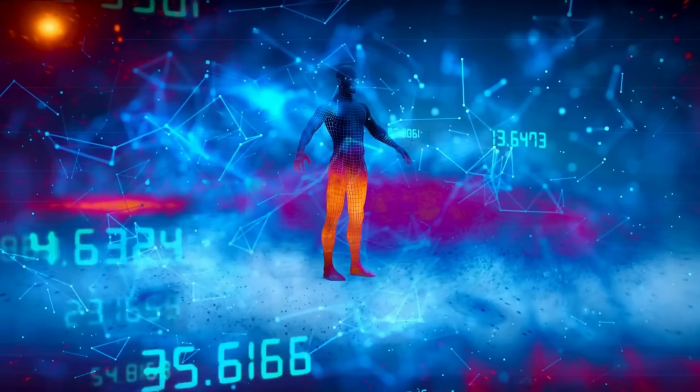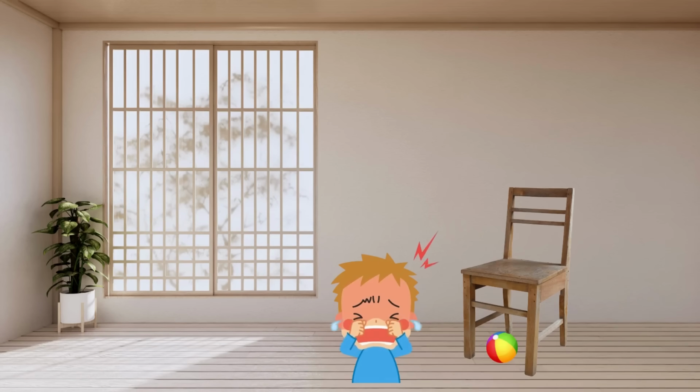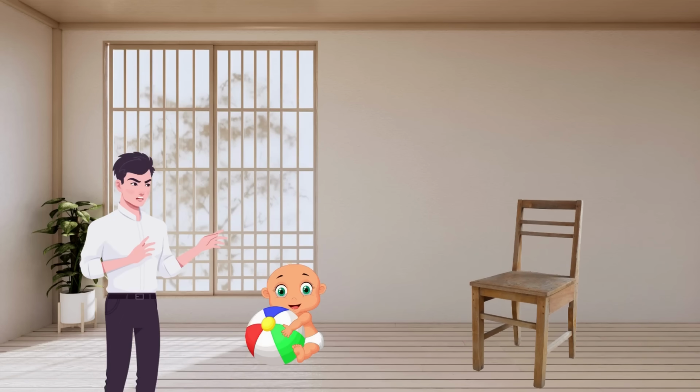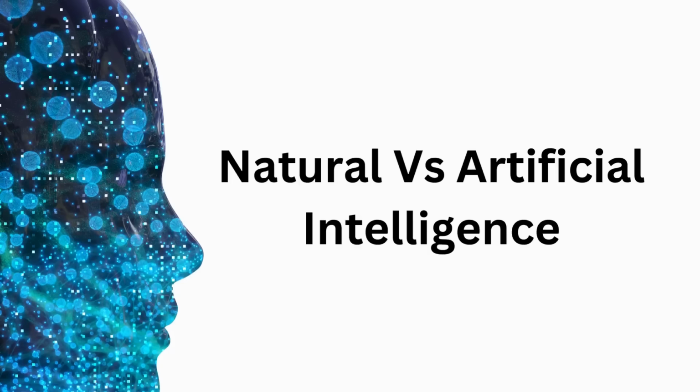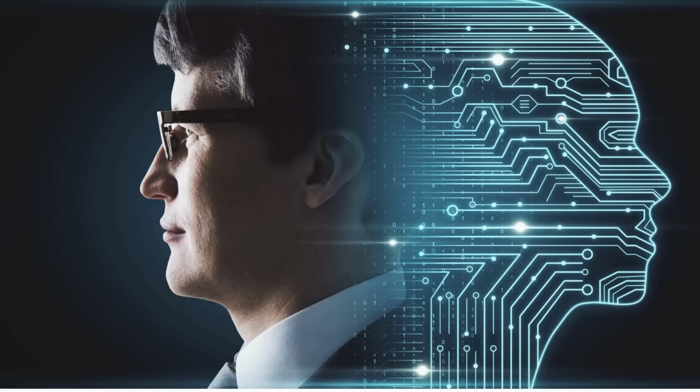Let's take an example. There is a ball under the table and I ask a 1-year-old kid to fetch the ball for me. Since it's the first time for the kid, there is a possibility that the kid's head could slightly get hit by the table while picking up the ball. But the second time, the kid bends lower to get the ball and comes back with the ball without getting hit on the head. The kid has applied his natural intelligence to fetch the ball. And this is what is called natural intelligence. And when we add this human natural intelligence to a machine, it is called artificial intelligence.